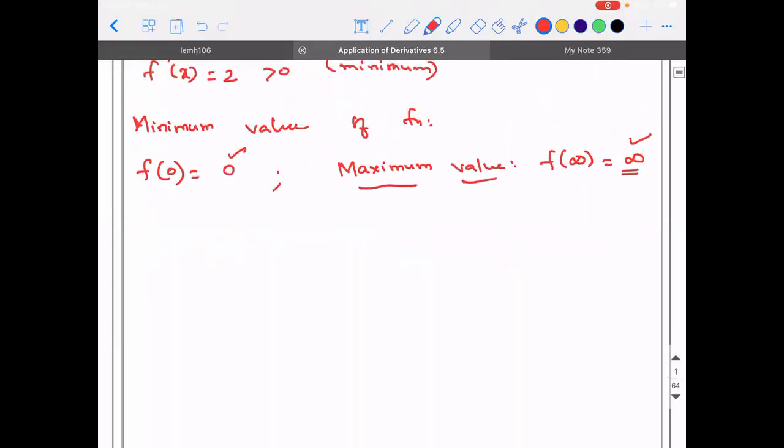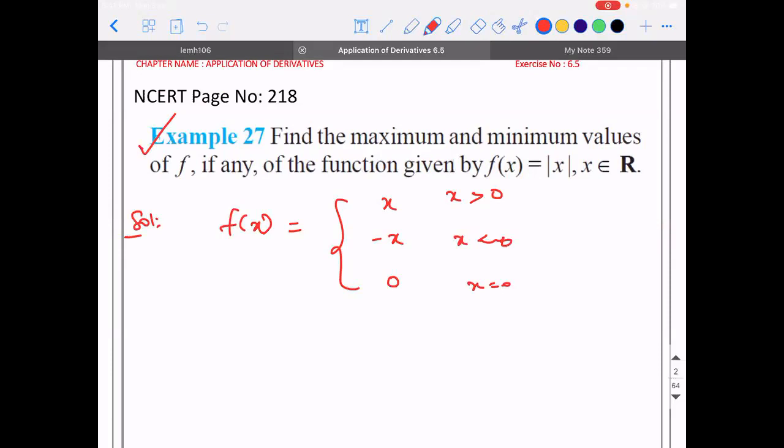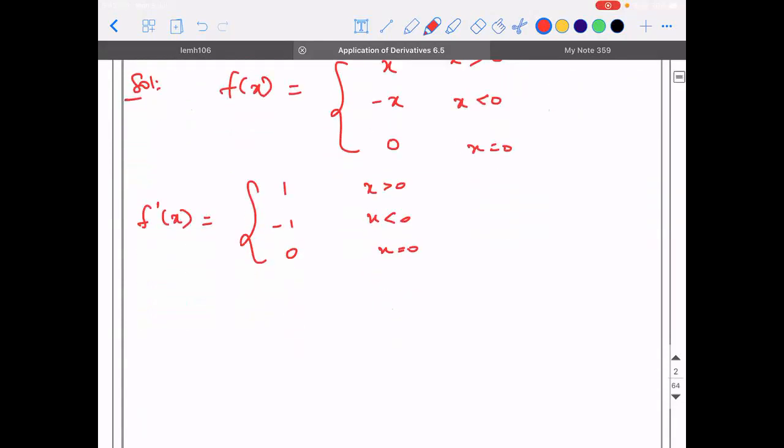Okay. Next. You guys do this. Find the maximum and the minimum values of f, if any, of the function given by f of x is equal to mod x for all values of x that belongs to R. This I've told many times. So how will you define mod x? You will define it like this. So what is f dash of x? It is minus 1, 1 and 0. So where is f dash of x equal to 0? At x equal to 0.